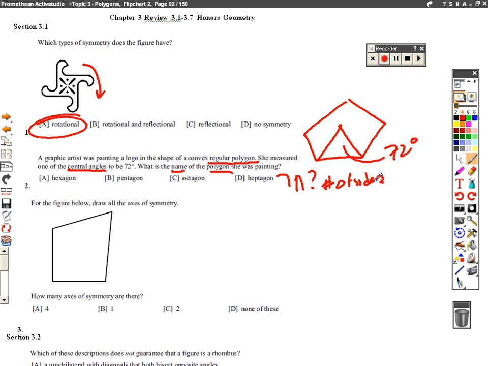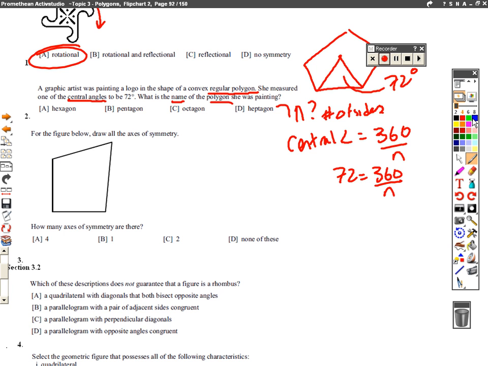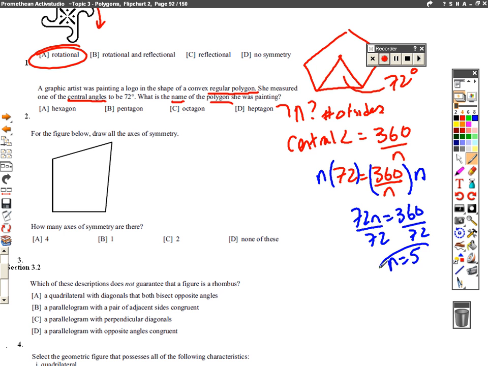Okay, so we actually had a formula for this. We learned that the central angle was equal to 360 over n, the number of sides. So we know that 72 equals 360 divided by n. We're going to learn a lot of rules of proportions about how to really understand how to solve this. Basically, it's like we're multiplying both sides by n. So we get 72n equals 360, and dividing both sides by 72 gives us n equals 5. If something has 5 sides, then we call it a pentagon. So there you go.